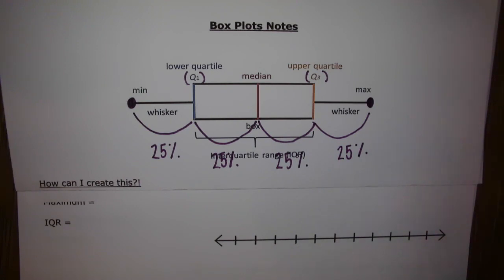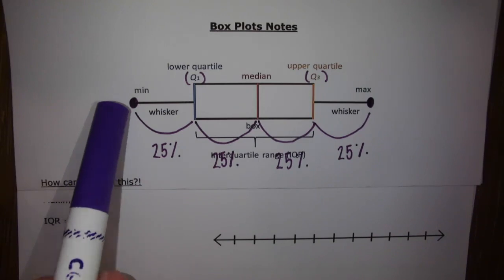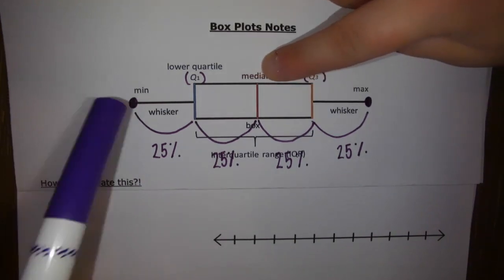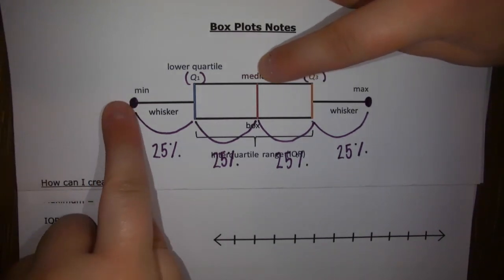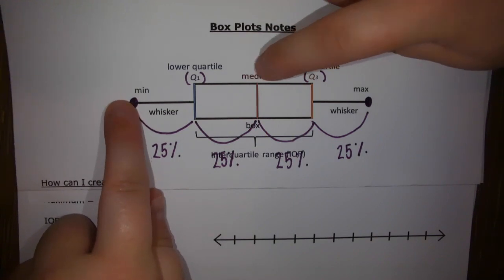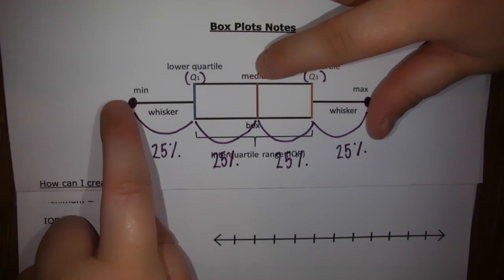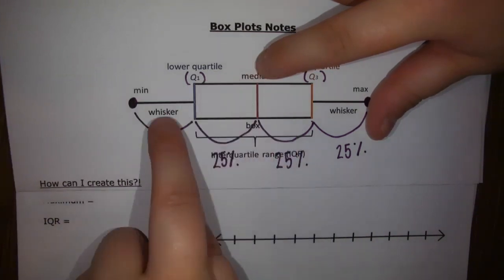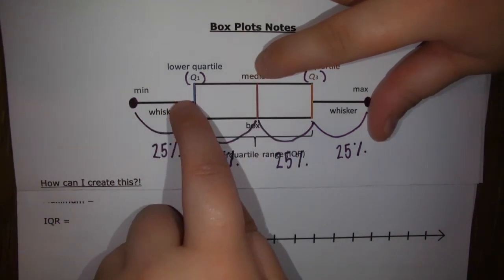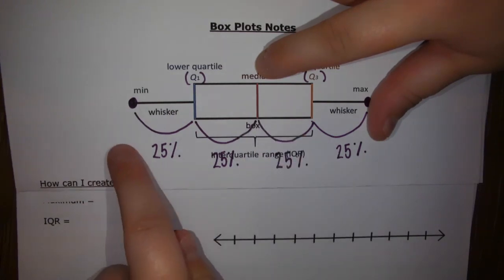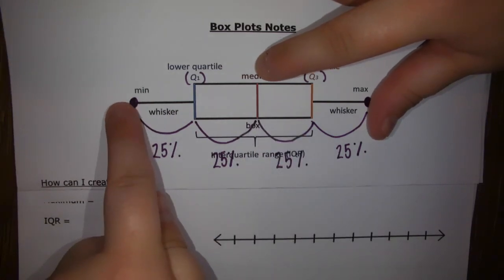So questions that you could potentially be asked. What percent of the data is contained between the minimum and the median? So if I want to find out what percent of the data is between the minimum and the median, I have to figure out how many sections that covers. Well, to get from the minimum to the median, I have to take 2 of those 25% hops, which is a total of 50%.